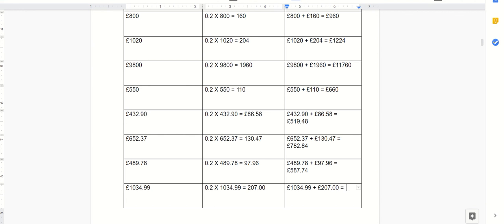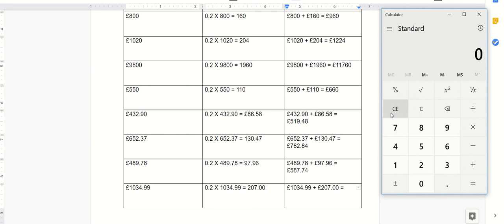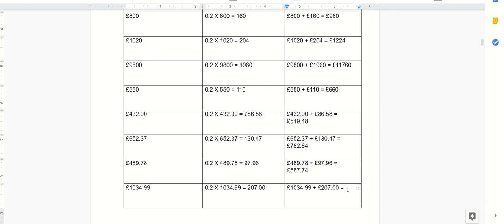And we are left with, my mental arithmetic is shocking, so I'm going to use the calculator for this. 1034 add 207, and we get 1,200. Sorry, need to put the 99 on the end there. I'll do that again. 1034.99 plus 207 is 1,241.99. There we go. Let's have a look at the next few answers.